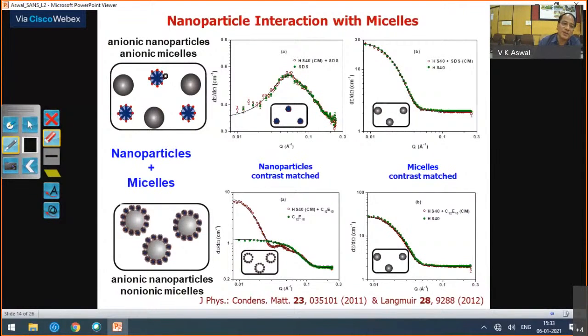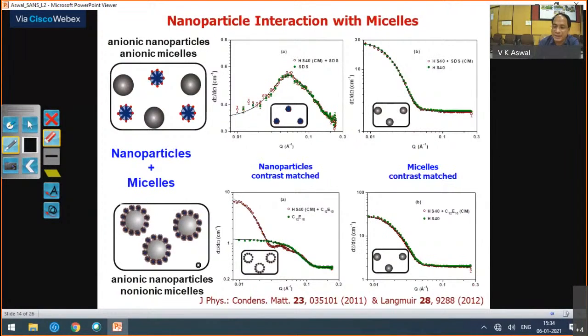And you can also contrast match the micelles, and again this system with only nanoparticles you see, and again the two scattering profiles match. So again it says they don't physically interact and also nothing happens to the interaction between the nanoparticles. Of course, when I show the results in later lectures, you will see there will be cases where even though they are not physically interacting, you could have depletion interaction setting up in the systems where nanoparticles start interacting. But for this particular system, this does not happen. So this is exactly the same.